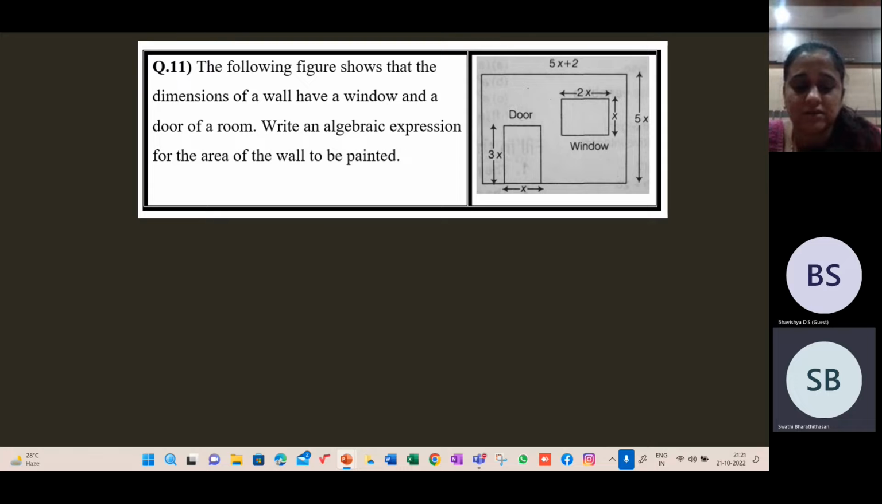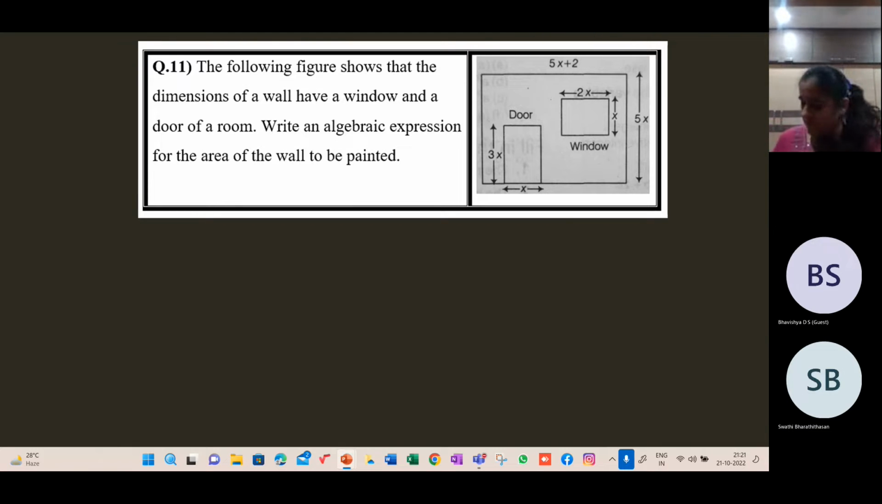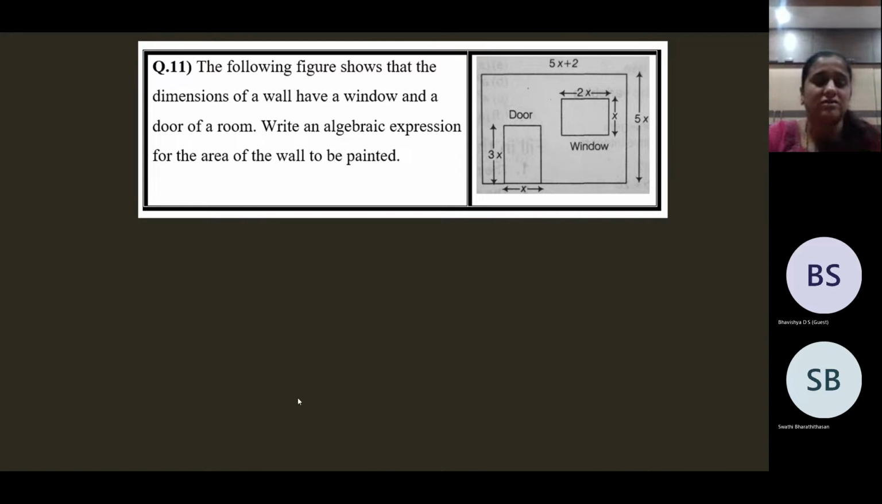Yes, ma'am. That's what I had a doubt, ma'am. I had a doubt whether we have to subtract the area of the window or area of the door, or we have to add the area of the window and area of the door and then minus it with the total area of the wall, ma'am. Very good. Okay, so very nice. All right. So though you've tried it, it's not right. So let's see the answer.